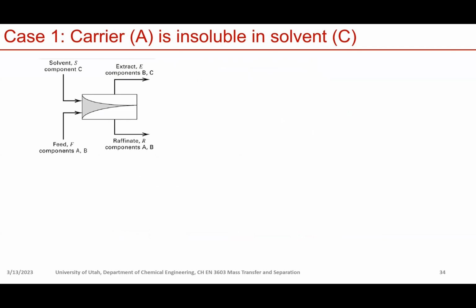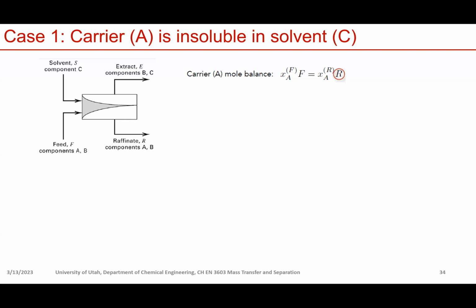So here we have carrier A insoluble in solvent C. Now we can write down the mass balance equations. We have carrier A's mole balance. The incoming moles of carrier A is the mole fraction of A in the feed, X_A, where the superscript in parentheses means the stream, multiplied by the flow rate of the feed stream, F.